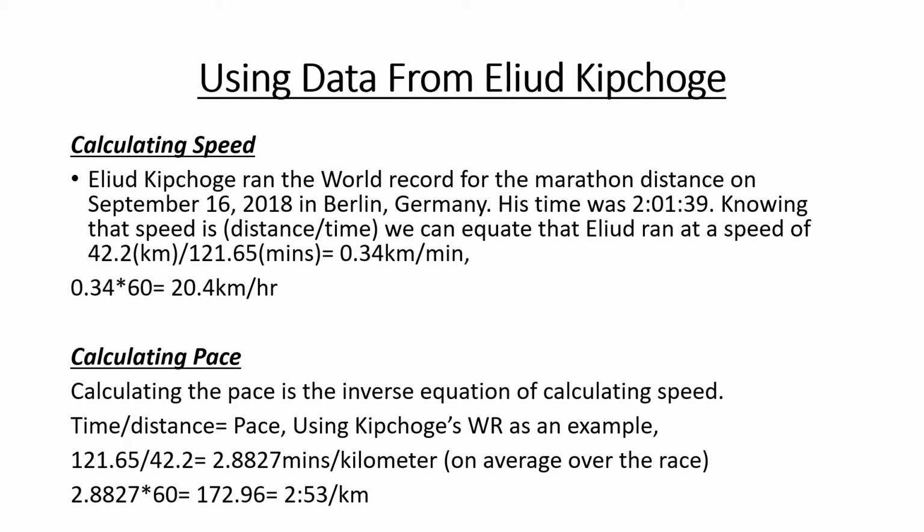So 2.8827 times 60 equals 172.96 seconds, which is equal to 2 minutes and 53 seconds per kilometer. One thing that's really important when we're doing conversions like this is that everything is in the same units. You don't want to mix the metric system and other systems. You want to have everything in meters so that it's very easy to convert.